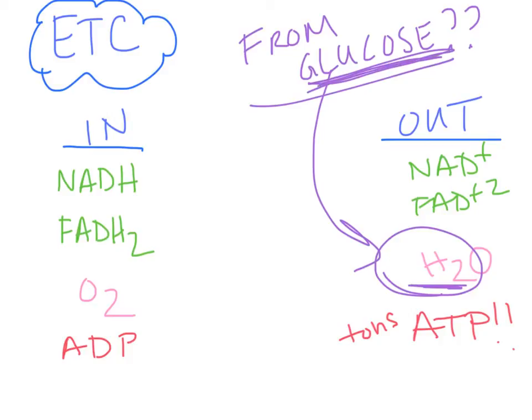Okay, what else from glucose? The energy. Okay, through this whole process, we use the energy of glucose to make it happen. We generate more energy through the ATP synthase, and that, my friends, is the electron transport chain.